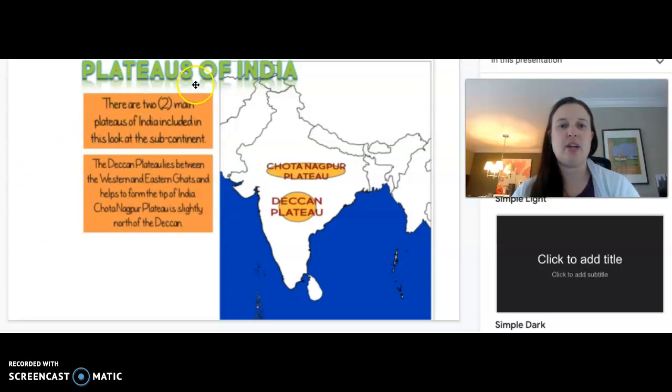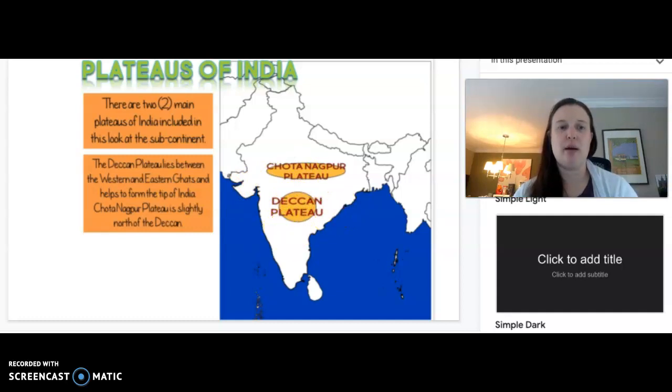It says plateaus of India. There are two main plateaus of India included in this look at the subcontinent. There's the Deccan Plateau and the Chota Nagpur Plateau. So there are two different ones. The Deccan Plateau lies between the western and eastern Ghats.